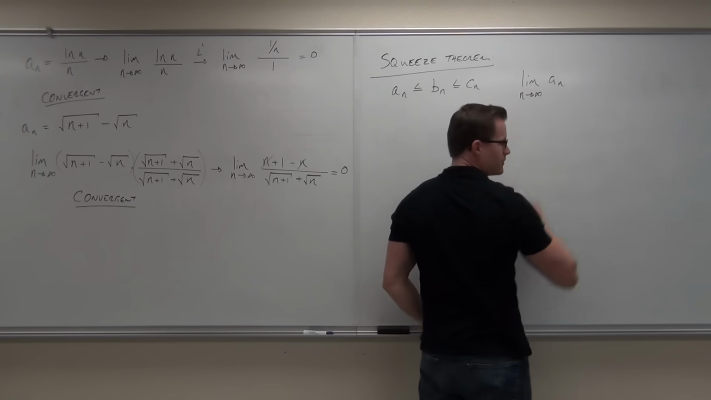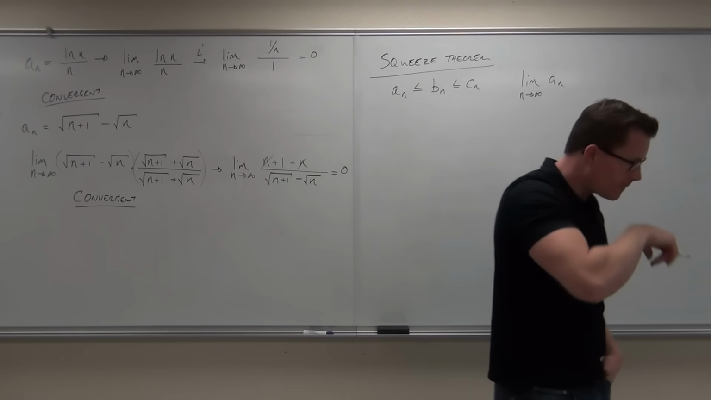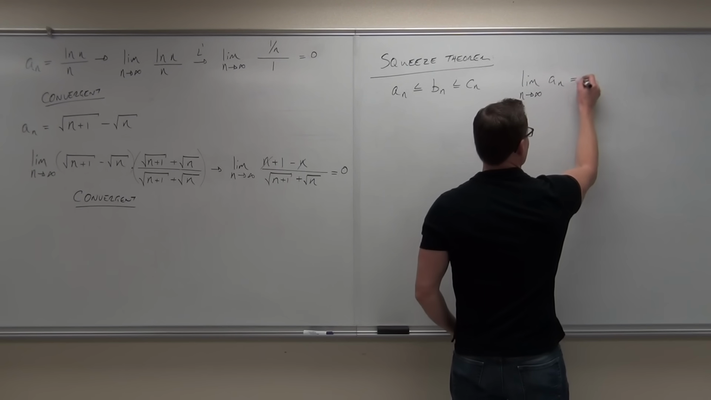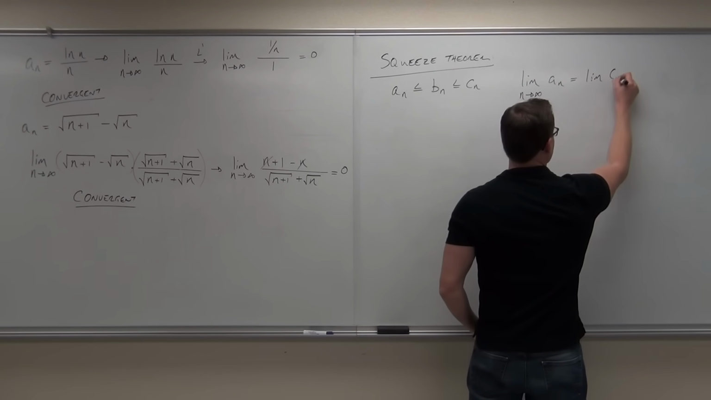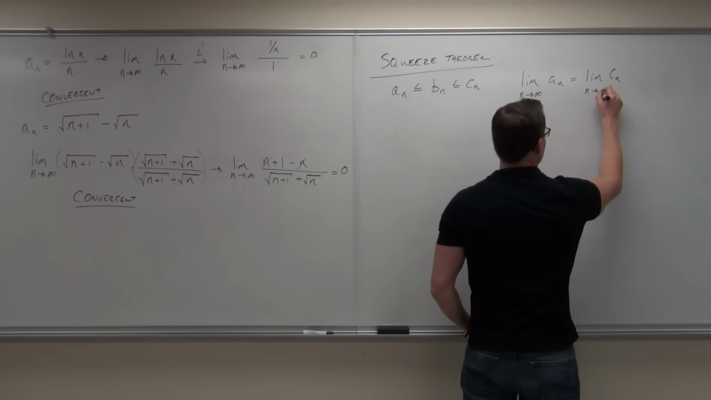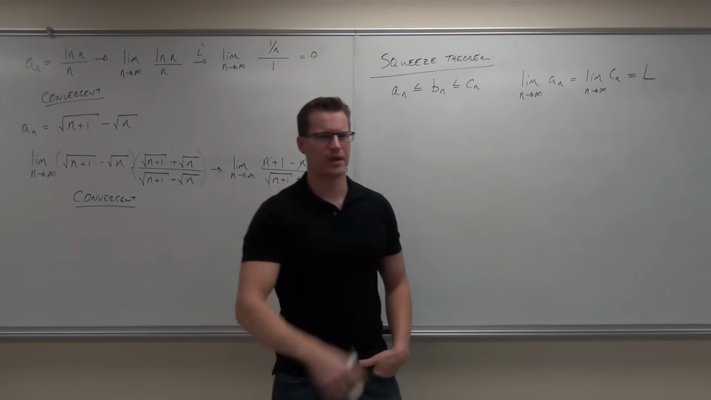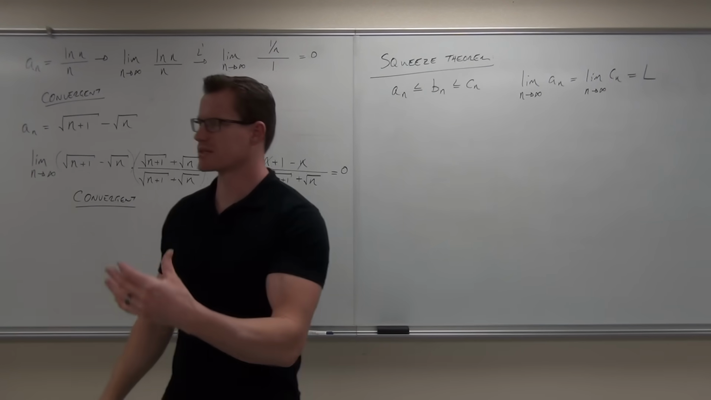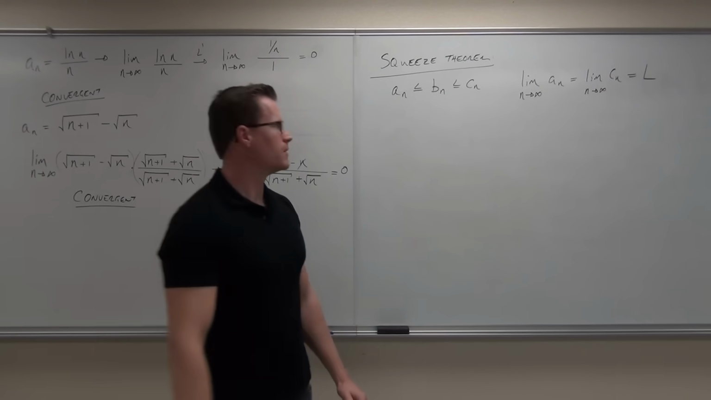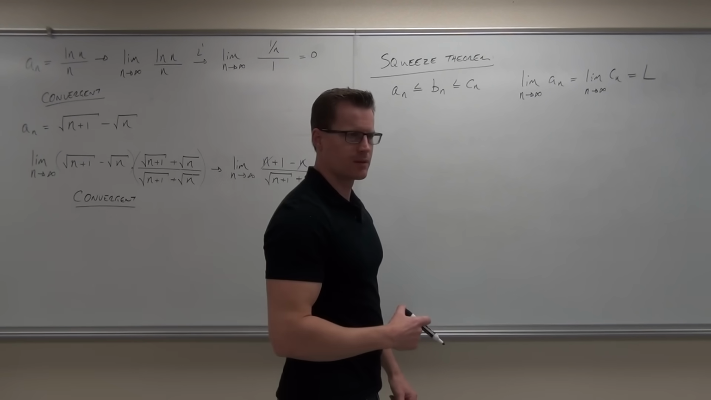Furthermore, let's assume that the limit of a sub n equals the limit of c sub n, and that those limits both exist. That's why I'm putting the L there, that it's actual existence of those limits. They exist. Does that make sense to you so far? Did I just lose you?